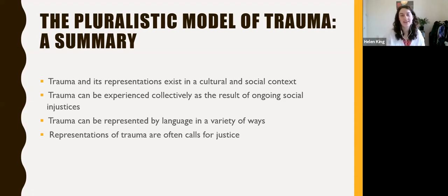What I want to emphasize here in describing this pluralistic model or models of trauma to you is not that we need to bin out Cathy Caruth and the classic model of trauma. That model is incredibly useful and very important. But what I would want to emphasize is that literary critics, and us as those who study literature, can draw on a variety of models. We don't just have to pick a certain model, but we can draw on a variety of different models and look for the different ways that trauma is represented.